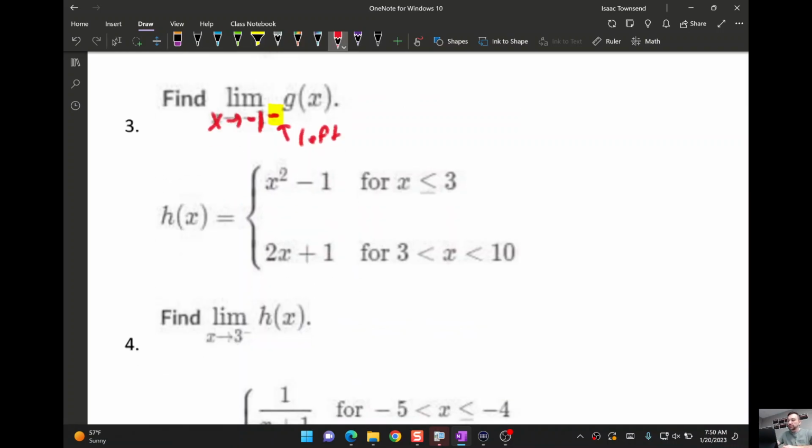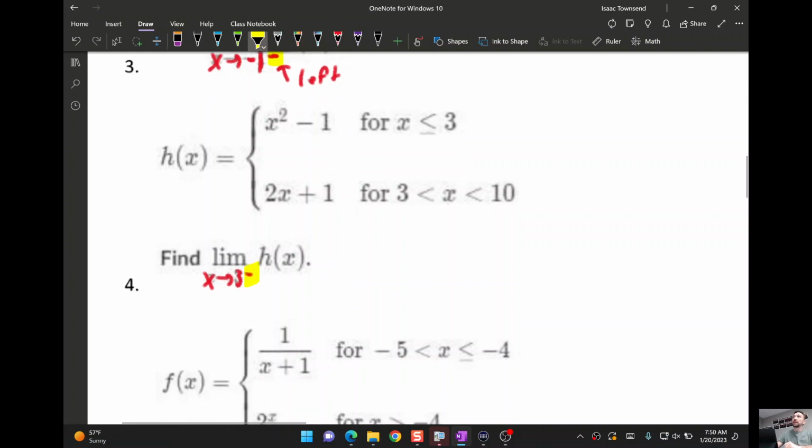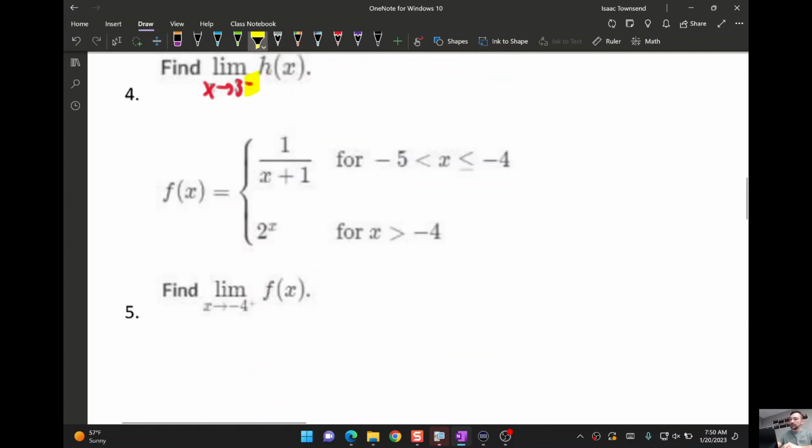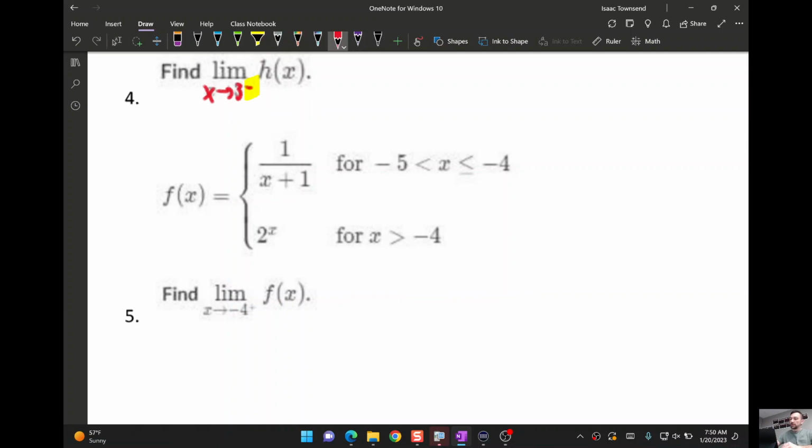Question 4 wants to just know the limit as x approaches 3 from the left. Again, I don't think the left part copied very well. And then question 5 wants to know the limit as x approaches -4 from the right. So squeeze a plus there if it didn't copy.